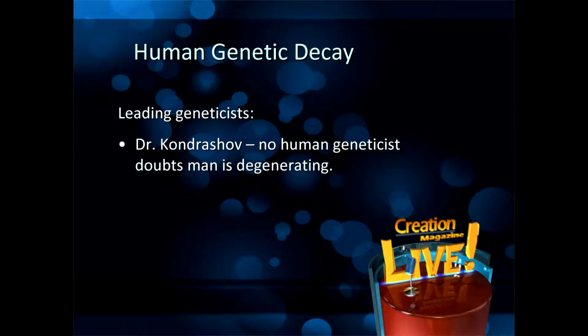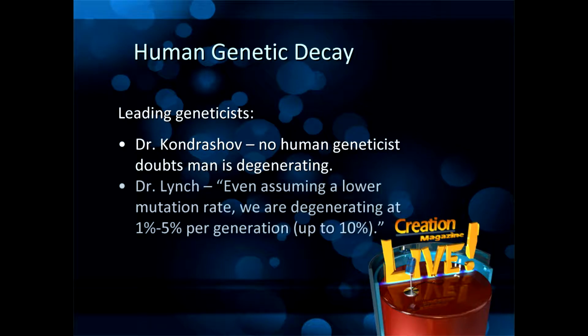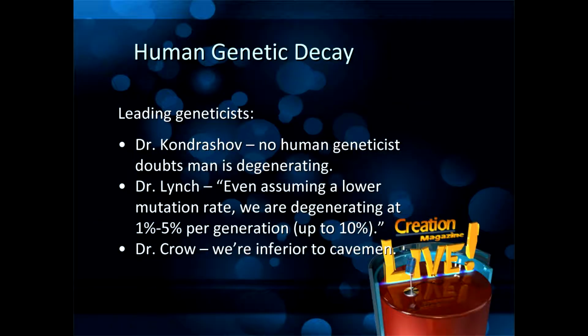Yes, and it's not just a creationist idea. Leading human population geneticists have said the same thing. Right. Here are some quotes. Leading geneticists like Dr. Kondrashov: no human geneticist doubts that man is degenerating. Dr. Lynch: even assuming a lower mutation rate, we are degenerating 1 to 5% per generation, up to 10%. Now he's talking fitness level. Yes, our ability to live and survive as a fitness level. We'll talk about that in a few minutes. There's another amazing quote by Dr. Crow where he says, we're inferior to cavemen.